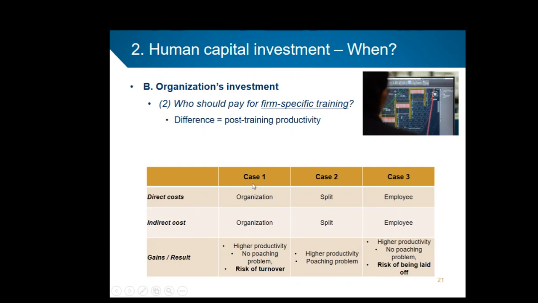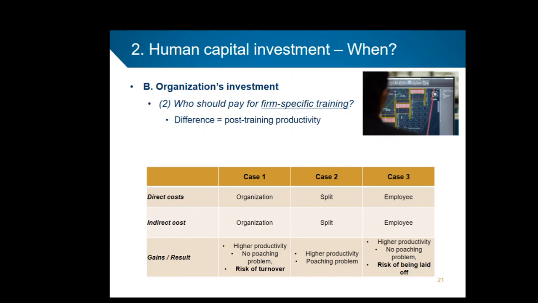Now here we find that in case one, the organization is again vulnerable. So the organization absorbs all of the costs while they are not sure this will pay off. Think about it, firm-specific training is in most organizations also internally developed. So they set up their own training program that also costs time and money that's indirectly not in this calculation.